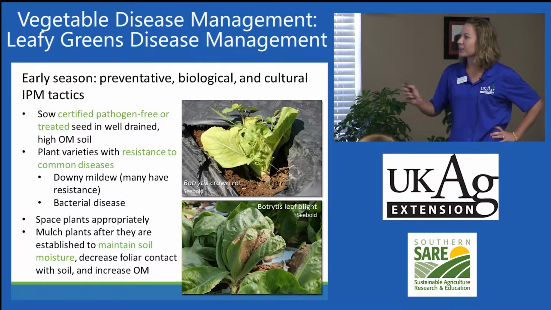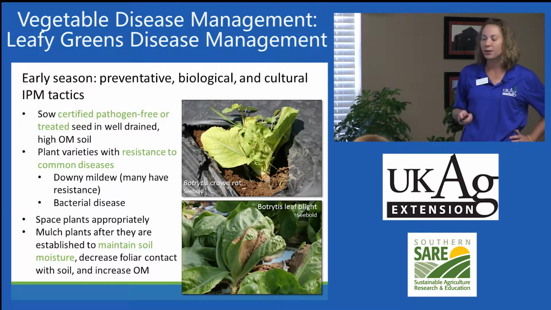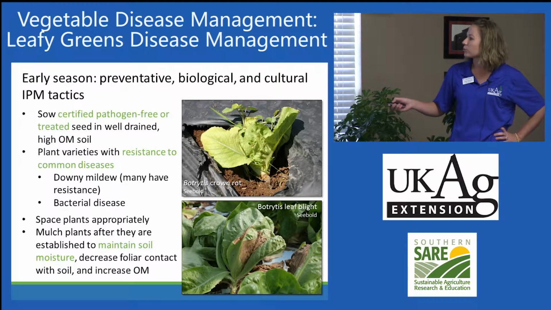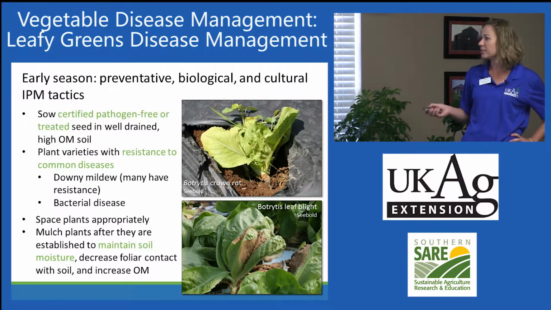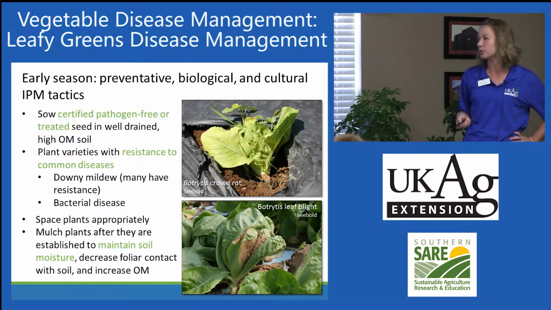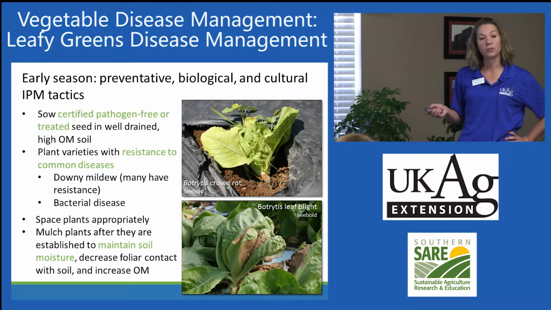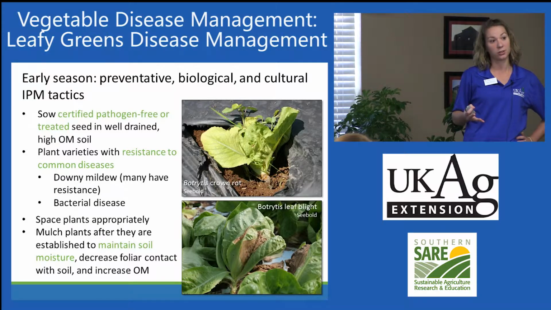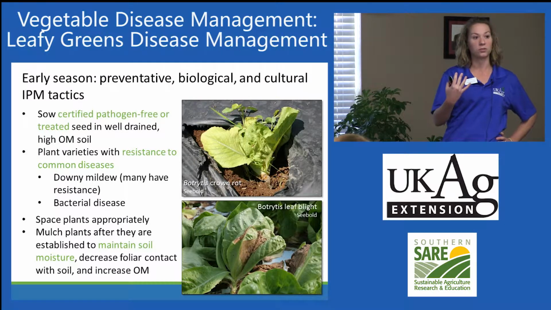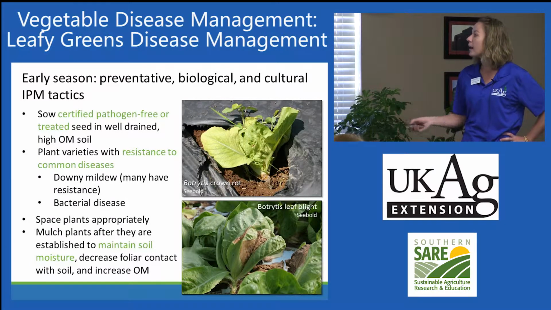So once again, start with clean planting materials. High organic matter is important, particularly important for leafy greens. Plant varieties with resistance to common diseases. There are many lettuce varieties with resistance to downy mildew. There are some with resistance to bacterial diseases in general. You want to be checking seed packets for those measures of resistance.